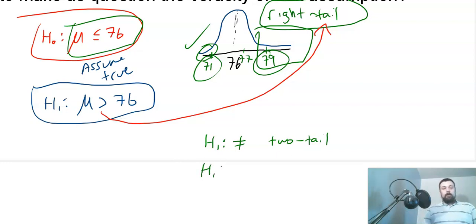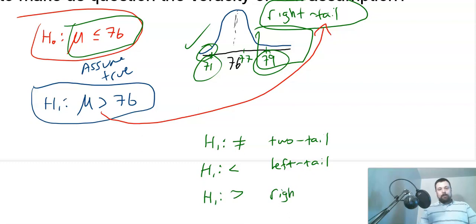If the alternative is a less than, it's a left tail test. In that case, all of your alpha goes in the left tail, and there's only one critical value, and it's in the left tail. If your alternative hypothesis is a greater than, like it was in this case, that will be a right tail test.